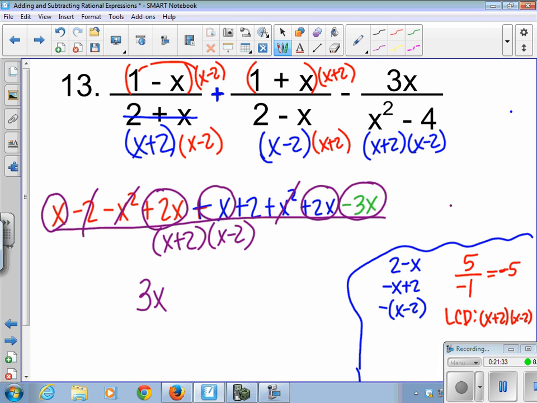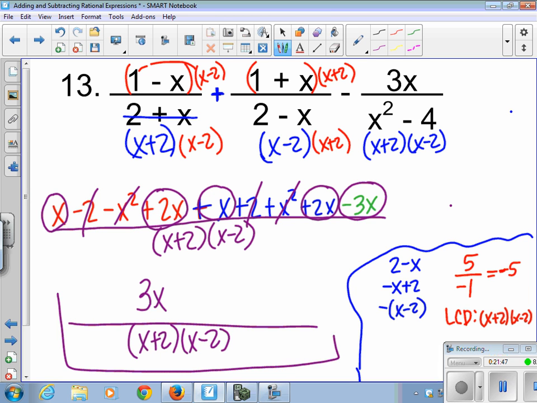And then I've got a negative 2 plus 2 that cancels out, and that's everything. So all of that is just going to simplify to 3x. And so I end up with 3x over x plus 2, x minus 2. And this would be my final answer. And so that is how we are going to go about adding and subtracting rational expressions.